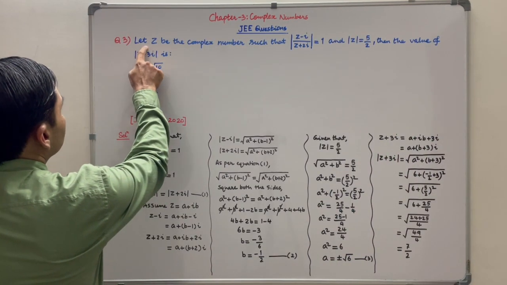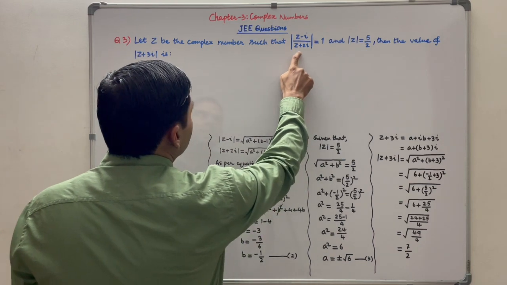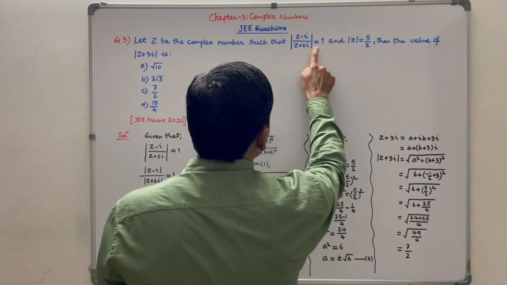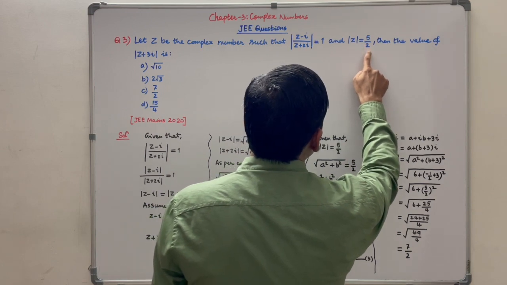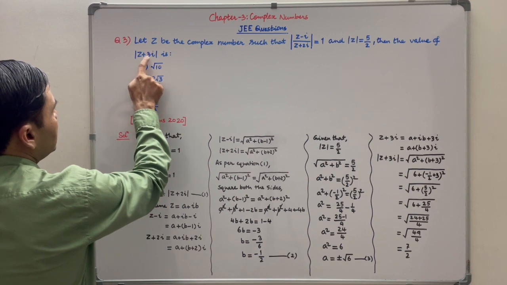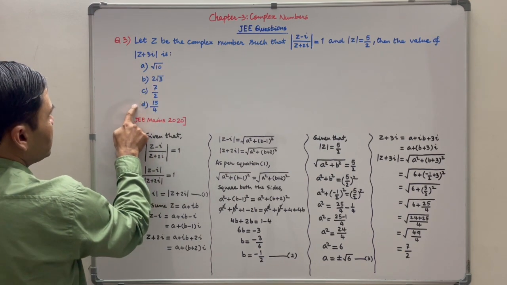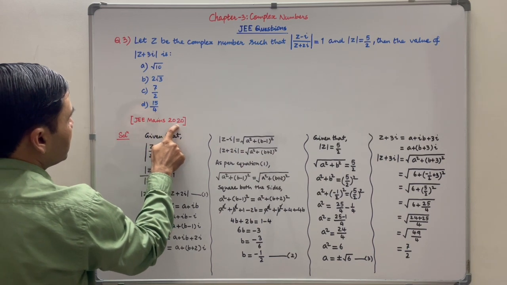Third question, let z be the complex number such that mod of z minus i upon z plus 2i is equal to 1 and mod z is equal to 5 by 2. Then the value of mod z plus 3i is, these are the options given. This question was asked in JEE Mains 2020.